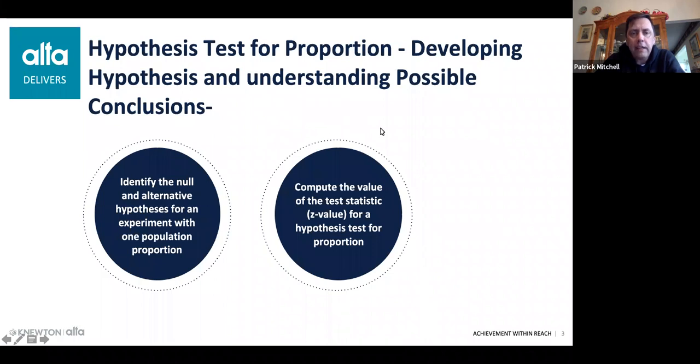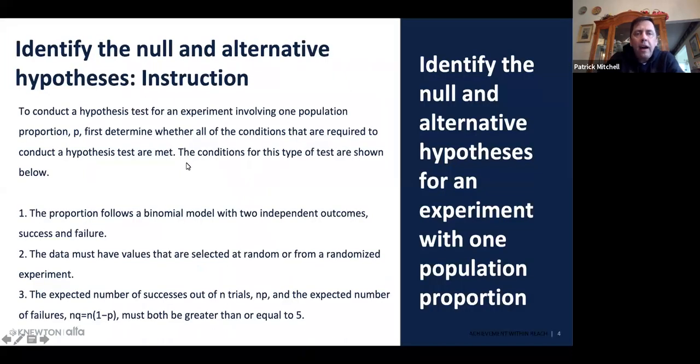The objectives in this video are to identify the null and alternative hypotheses for an experiment with one population proportion, and to compute the value of the test statistic for a hypothesis test for proportion. To conduct a hypothesis test for an experiment involving one population proportion, P, first determine whether all conditions that are required to conduct a hypothesis test are met. The conditions for this type of test are shown below.